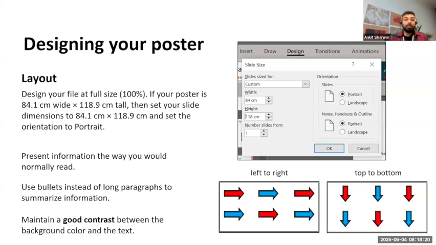And now when placing content, follow the way people naturally read, left to right or top to bottom. This helps guide your audience smoothly through your research story. And of course, use bullets, not bulky paragraphs. Your goal is clarity, not density. And finally, maintain a strong contrast between your background and text. This is not just about aesthetics, it is about making your poster easy to read even from a few steps away, considering the poster environment setup.